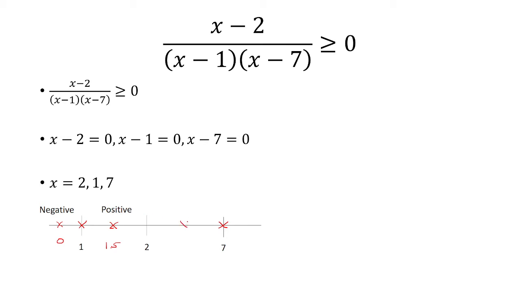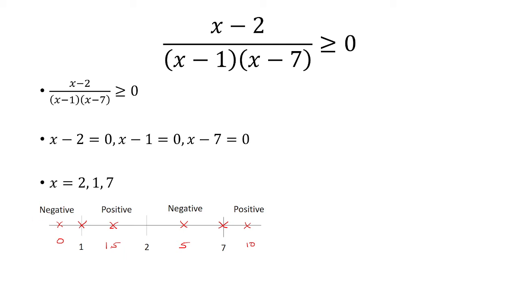Now we go from 2 to 7, let's say 5. Plug it in, we get a negative number. And then we want to pick a number that's bigger than 7, let's say 10. Plug it in, we get a positive number. So we want to see when this is greater than or equal to 0, so obviously when it's not negative.